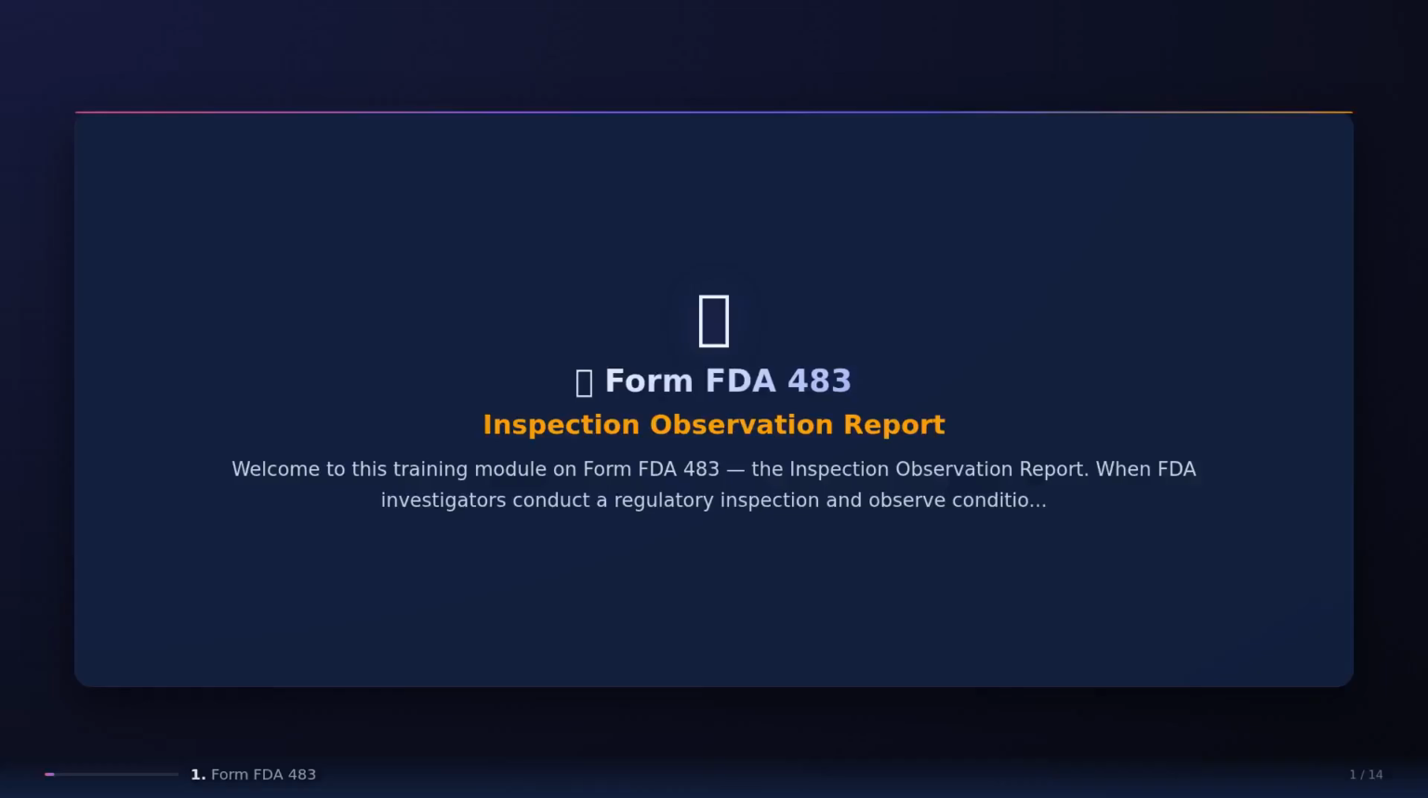Welcome to this training module on Form FDA 483, the Inspection Observation Report. When FDA investigators conduct a regulatory inspection and observe conditions that may violate the Food, Drug, and Cosmetic Act, they document those observations on a Form 483. This form is one of the most significant documents in FDA regulatory practice. Understanding how Form 483 observations are made, how to respond, and how to prevent them is essential for every clinical investigator and site staff member.